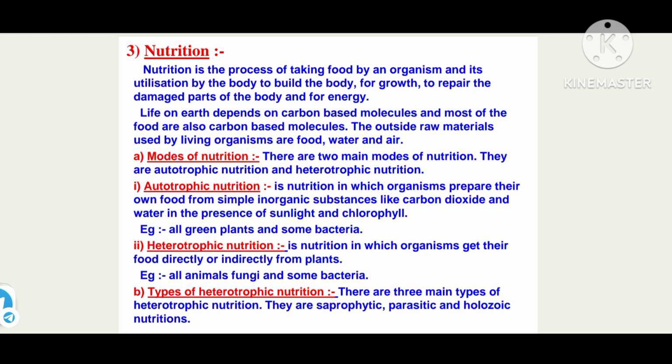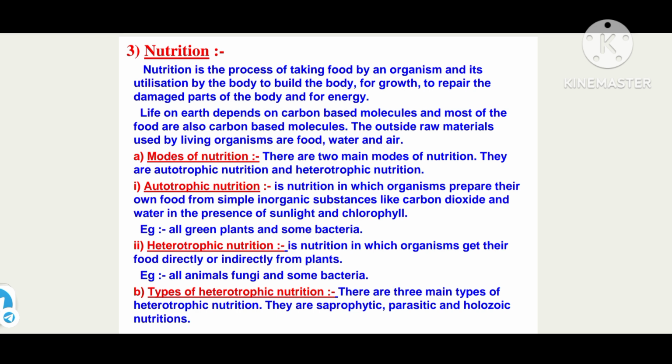Why? Because they prepare their own food with the help of sunlight and chlorophyll. And another mode is the heterotrophic mode of nutrition. Heterotrophic mode of nutrition is nothing but what? Hetero means directly or indirectly dependent upon other plants or animals. It is a nutrition in which organisms get their food directly or indirectly from plants. All animals and fungi are some of the best examples for this heterotrophic mode of nutrition. Now let us learn the types of heterotrophic mode of nutrition. These are the three main types of heterotrophic nutrition.